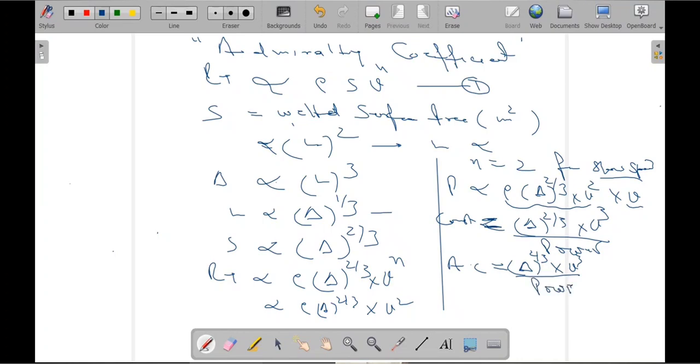So this is the relationship. Admiralty Coefficient is the relationship between displacement and V. Displacement here is in tons, and V is in knots only, correct? Because here we are not calculating power.